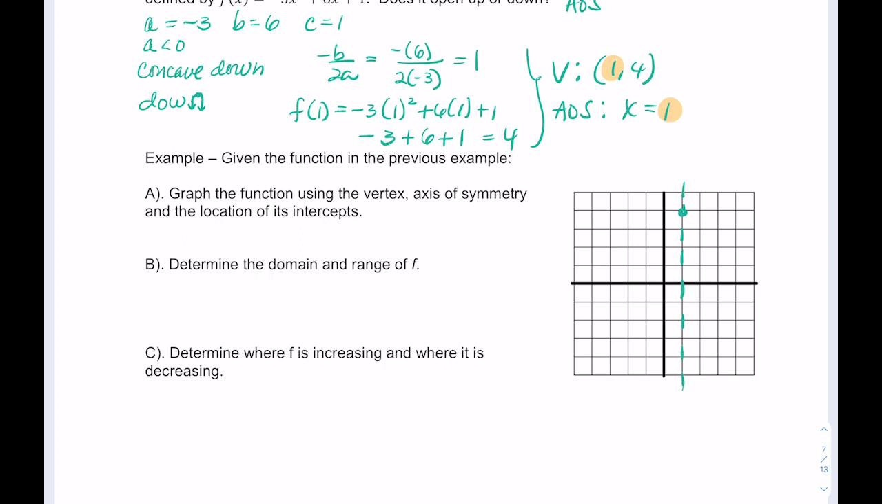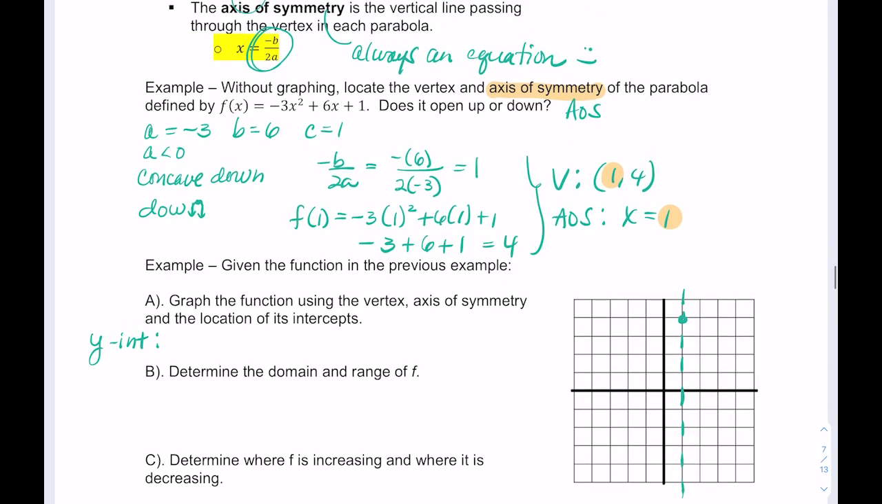Okay, we also need some intercepts here. So we know already that the vertex is 1, 4, and that the axis of symmetry is x equals 1. But what about some intercepts? The easiest intercept to find is the y-intercept, right? So it's where x would be 0. If I go to my function and I fill in zeros everywhere there's an x, it's going to cancel out the negative 3x squared and the 6x, because 0 times anything is 0. All you're left with is the c value.